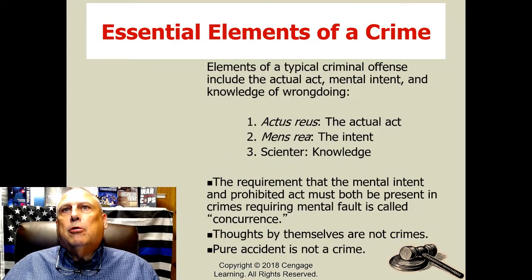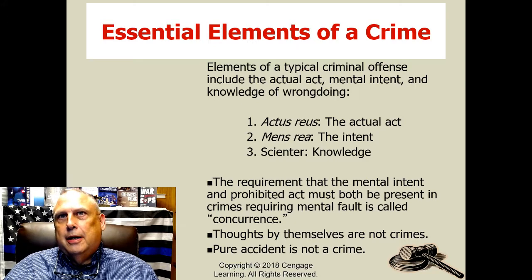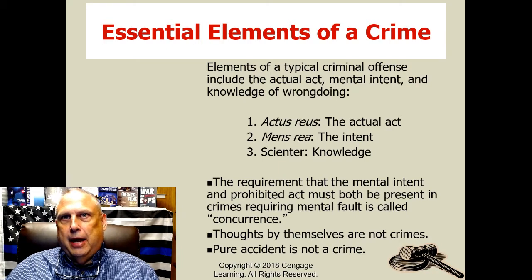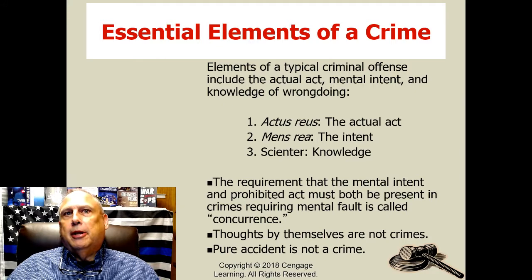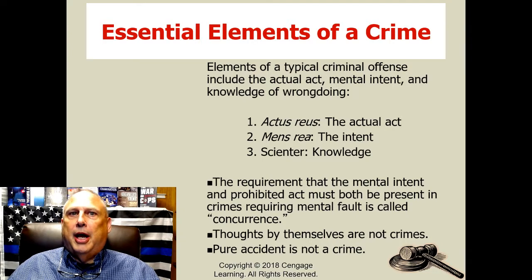The elements of a typical criminal offense include the actual act, the mental intent, and the knowledge of wrongdoing. Those are defined as the actus reus, which is the criminal act or the actual act, the mens rea, which is the criminal intent or the intent, and then the scienter, which is the knowledge of wrongdoing. The requirement that the mental intent and prohibited act must both be present in crimes requiring mental fault is called concurrence. So in other words, the actus reus and the mens rea must occur at the same time. Thoughts by themselves are not crimes, and pure accident is not a crime.